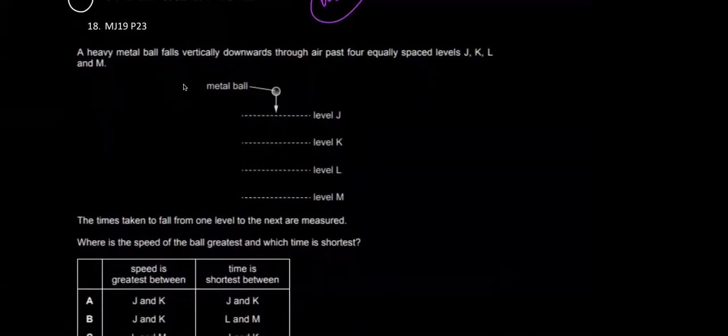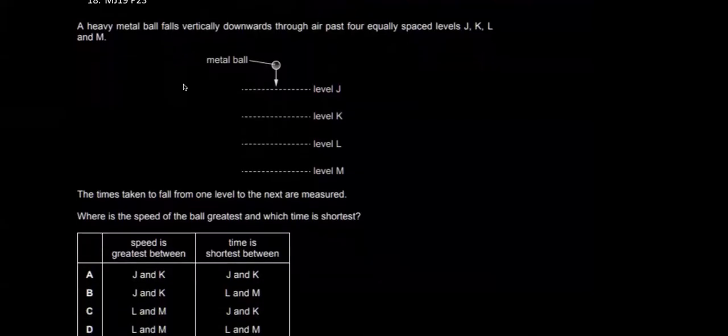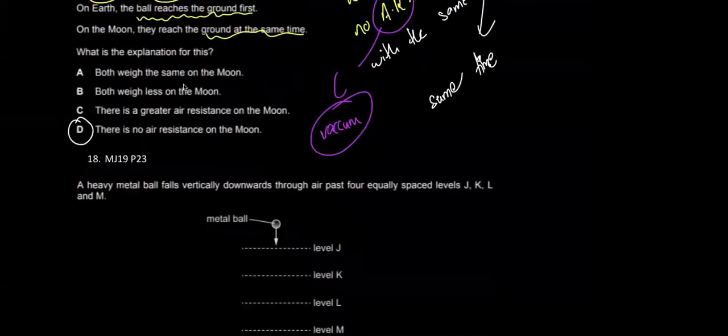Question number 18. A heavy metal ball falls vertically downwards through air past four equally spaced levels. Okay, again, this question has been repeated three times.